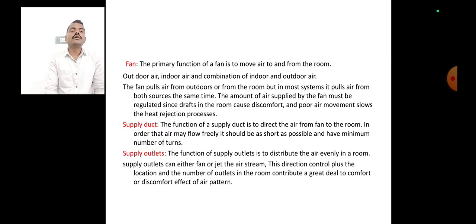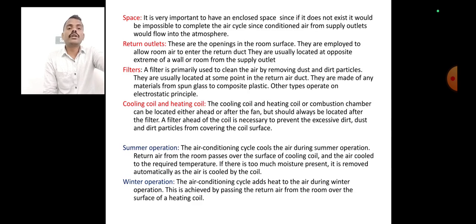Next is the fan. A fan is a device used for moving air by creating a pressure difference. It pulls air from a room through a return duct, passes it through the cooling or heating coil, and then passes it to the room through a supply duct. Already we have seen what a refrigerated space is. Air conditioned space means spaces people use, such as office buildings, houses, theaters, malls. These are all air conditioned spaces.